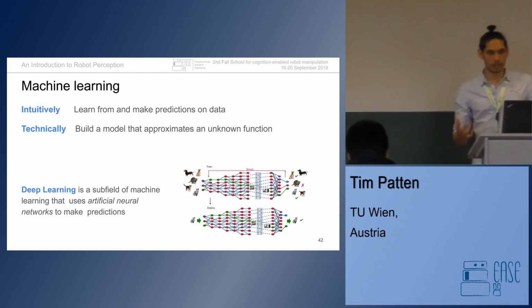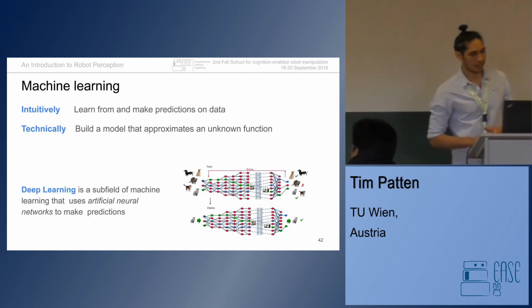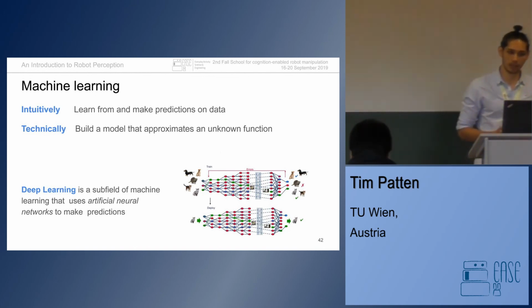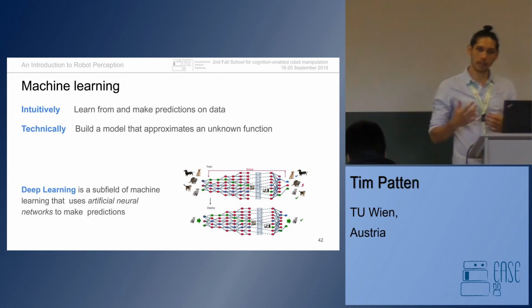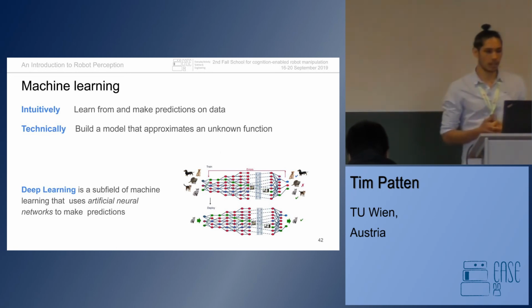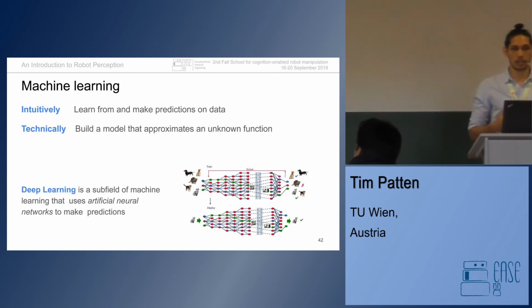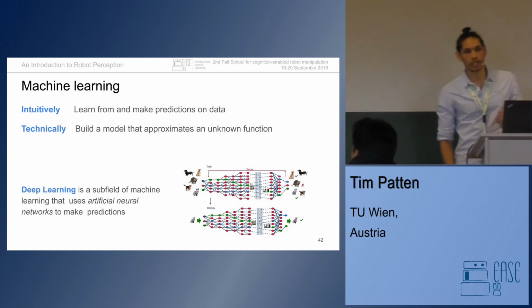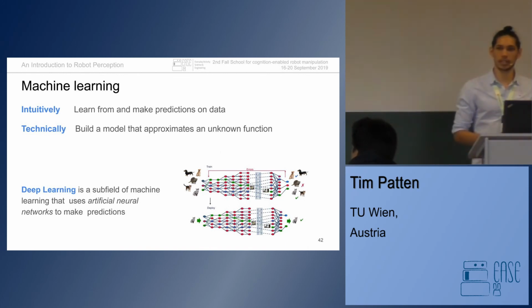So to explain deep learning, let's just have a very quick overview of machine learning. So what is machine learning? Well, it's just the task of learning from and making predictions on data. So very simple. What that means as programmers is we build a model to approximate some unknown function. Now, deep learning is just a subfield of machine learning, and it uses artificial neural networks to make these predictions.